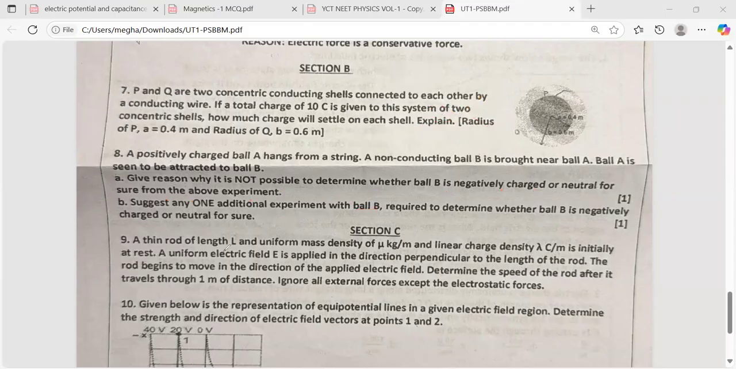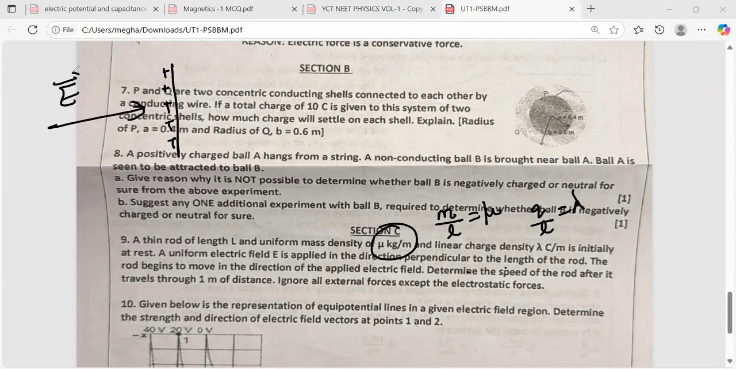Okay, children. A thin rod of length L and uniform mass density of mu kilogram per meter, that is mass per unit length equal to mu, and linear charge density Q by L equal to lambda. A uniform electric field is set up in the direction perpendicular to the length of the rod. This is a thin rod and it is charged. When the electric field is set up, it gets accelerated. Due to acceleration, it undergoes displacement.